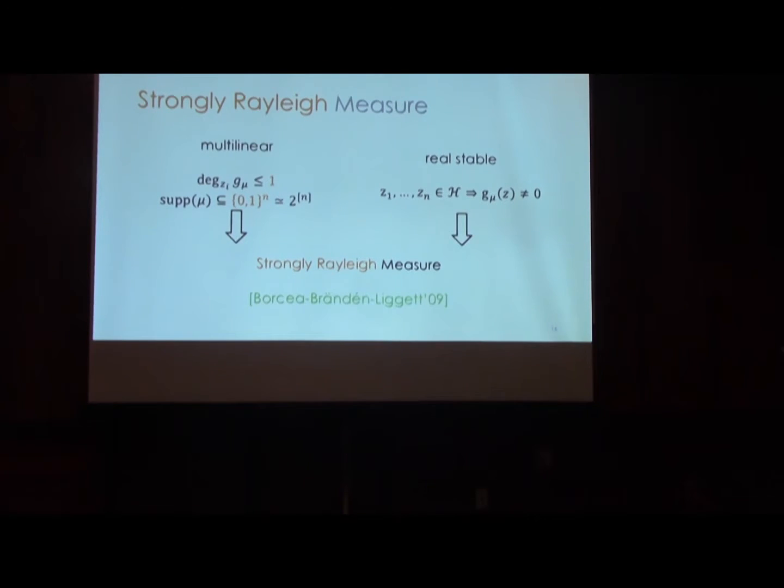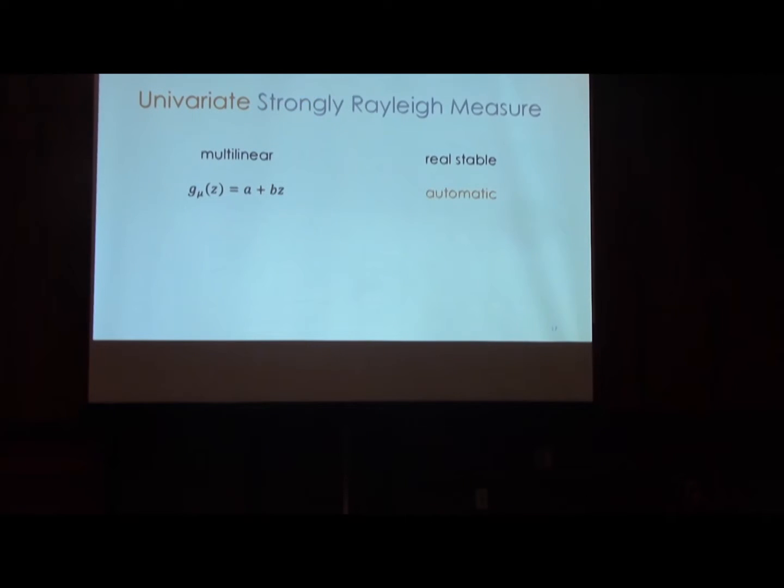Any questions on what this definition is? So this condition was the one I studied in the previous slide, right? But then for strongly Rayleigh measures, I also require that they are multilinear. So univariate strongly Rayleigh measures are very uninteresting, because if you have a multilinear polynomial which is univariate, it's going to be real stable automatically. And the only strongly Rayleigh measures you get here just correspond to Bernoulli random variables.